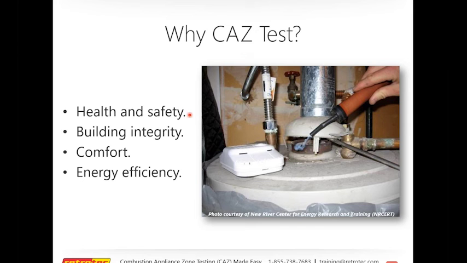Obviously, CAZ testing, combustion appliance zone testing, or we'll just call it CAZ testing from here on out, is first and foremost about health and safety, but it's also about building integrity because there's moisture involved, there's heat involved, things can break down, things can be destroyed. It's also about comfort. Why is it about comfort? Well, this can obviously affect the way that you breathe, the way that you feel in your house. And it is about energy efficiency because obviously the tighter that you make the house, the more this can become a problem. All right, so let's move on.